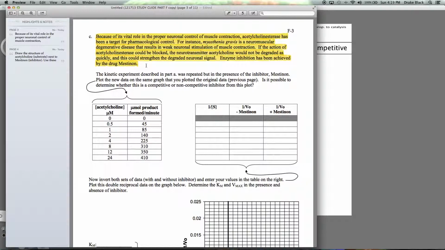So the kinetic experiment described in part A was repeated, but in the presence of the inhibitor, mestinone. Plot the new data. Okay, so that's pretty self-explanatory. But anyway, what you wanted to know is how to tell the difference between competitive and non-competitive inhibition.